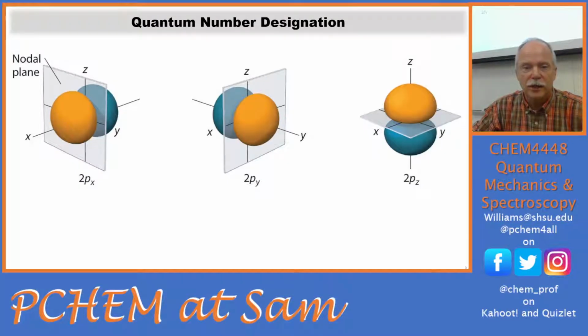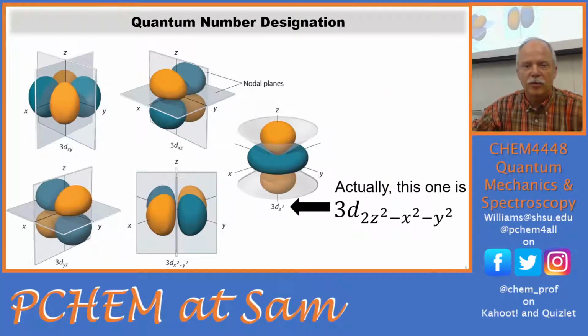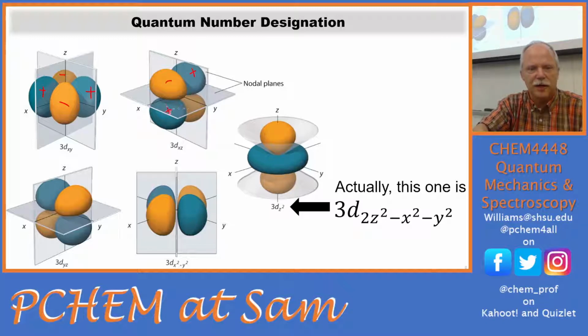So here's again those pictures of the traditional p orbitals, p_x, p_y, and p_z. The d orbitals, we have the combinations of x's and y's. So here again is that pattern of x times y, where we looked at this last time, where we had this pattern of plus minus in the xy plane. Here's the xz plane, that plus minus pattern.